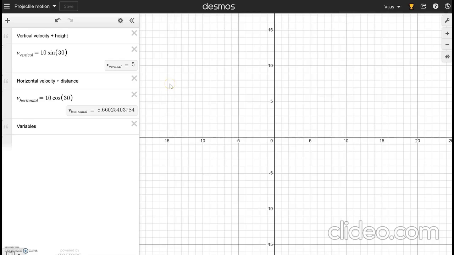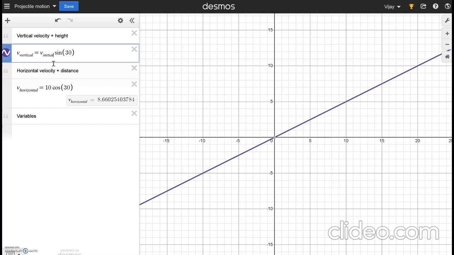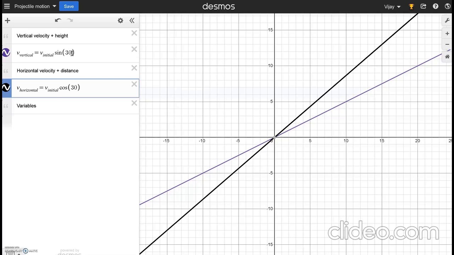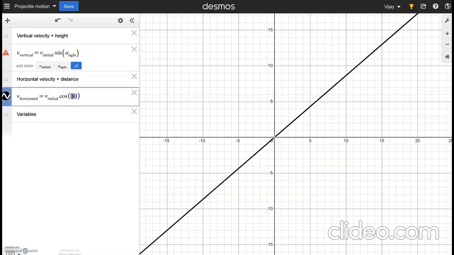From our previous example, we saw that the vertical velocity was 10 times the sine of 30 degrees, and the horizontal velocity was 10 times the cosine of 30 degrees. Now, the way we generalize these equations is by replacing the number values with the variables that they represent. So up here, the 10 we know represented the initial launch velocity, so we can replace 10 with v initial for initial velocity. We can do the same thing down here, replace it with v initial, and then the 30 we know represented the angle at which it was launched. So we can replace 30 with angle. Then we can do the same thing down here.